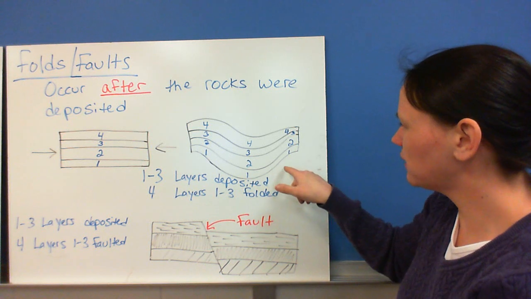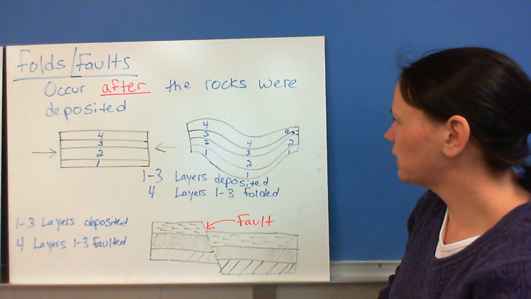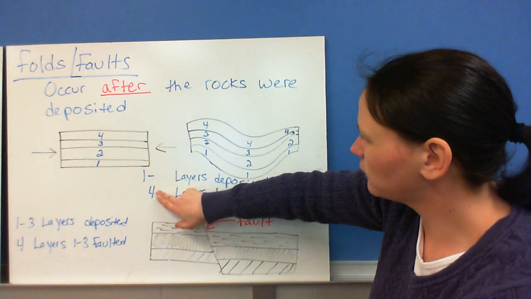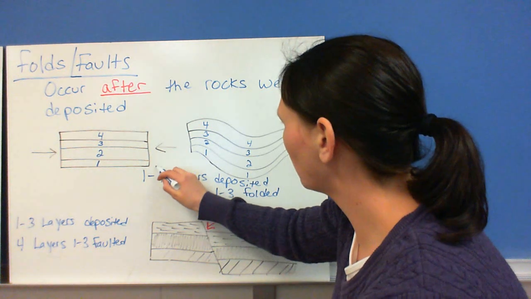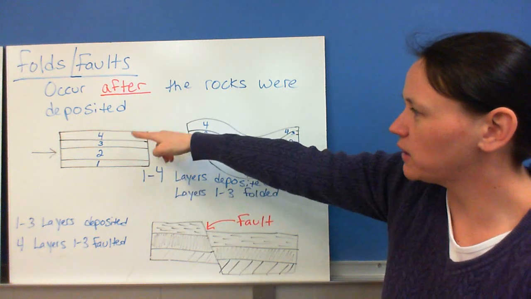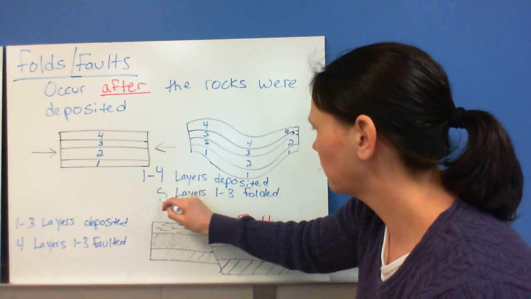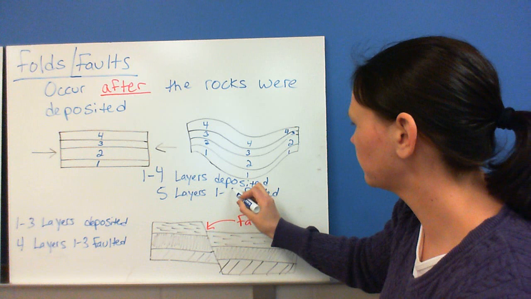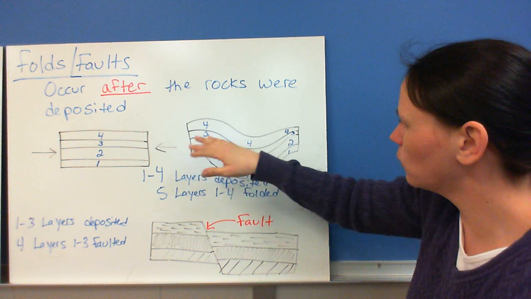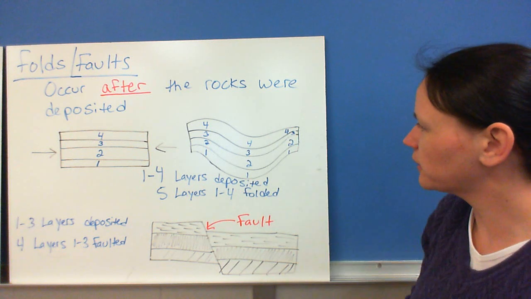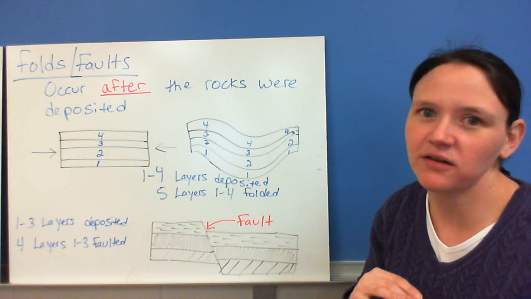So if we were to look at this picture right here, 1, 2, 3, 4, okay, actually, we're going to change a couple numbers here, so hopefully you are actually listening to this. We're going to say that layers 1 through 4 were deposited, like we see here, okay? And then the 5th thing that occurred is layers 1 through 4 were folded, okay? So we have to account for that event, that folding event. And that's basically what we normally will be doing, is going through and figuring out how old or the order that the different events occurred.